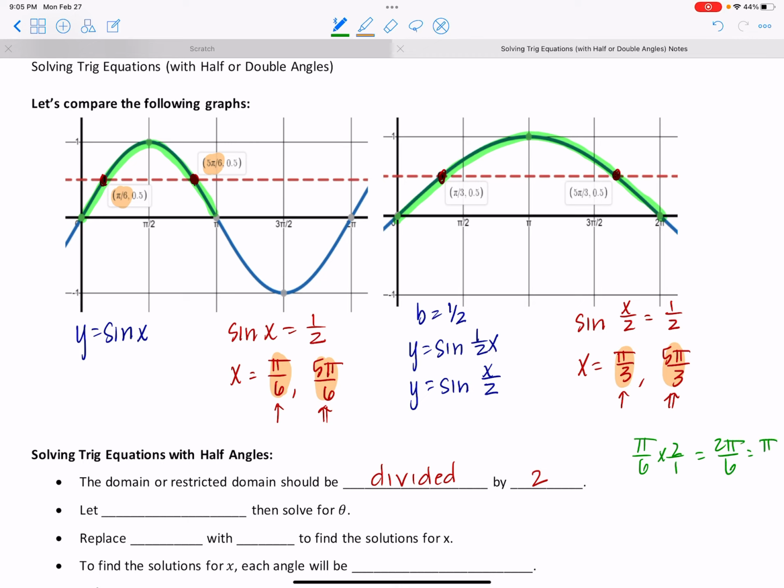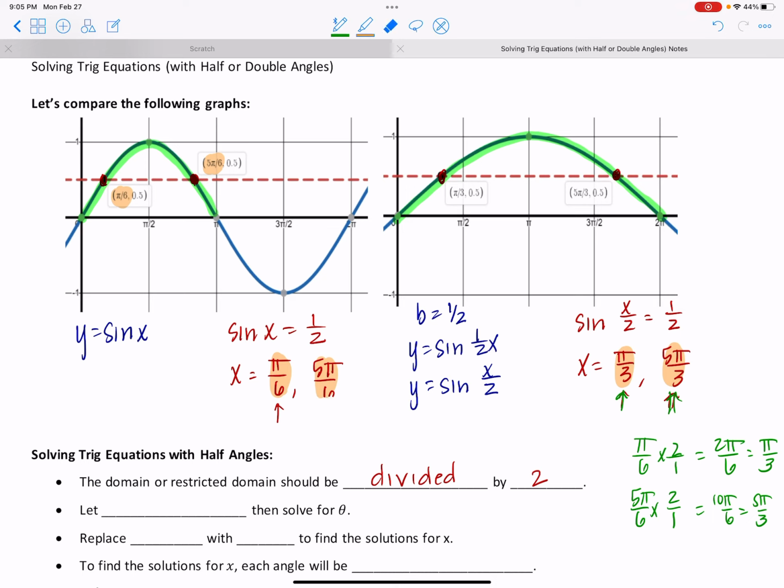It reduces to pi over 3. Again, that's what I see here. Or if I take that second solution, which was 5 pi over 6, and I double it, then I'm going to get 10 pi over 6, and 10 pi over 6 reduces to what I have over here, which is 5 pi over 3. Okay?